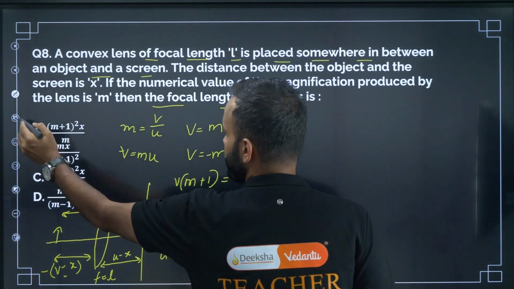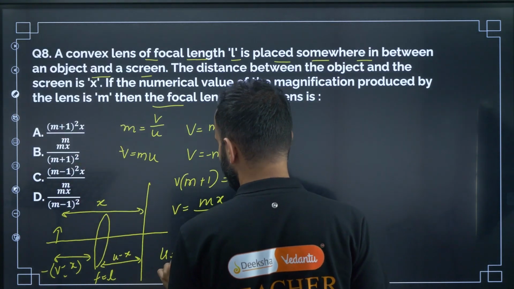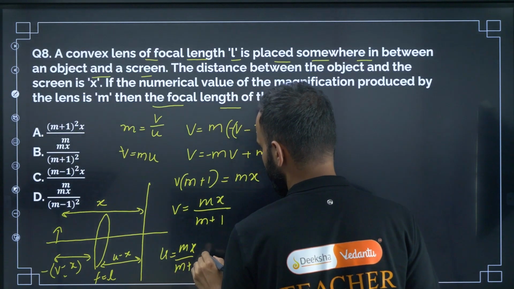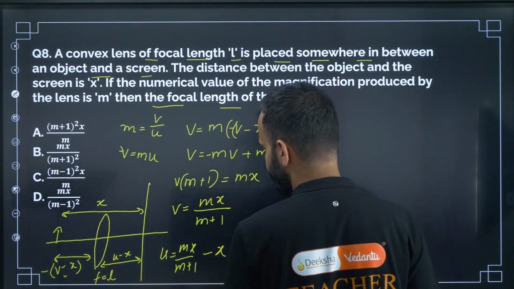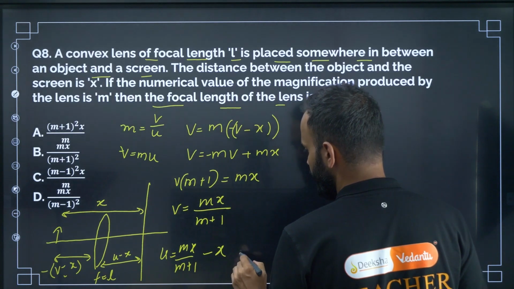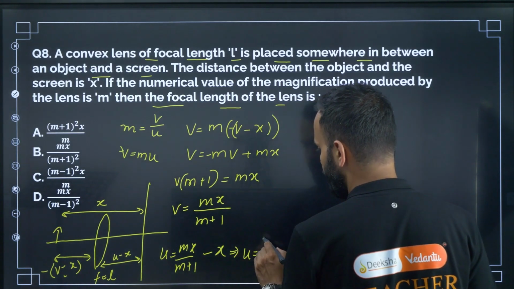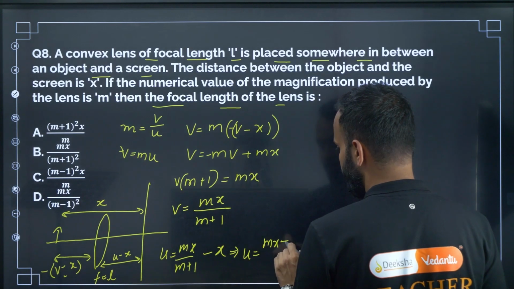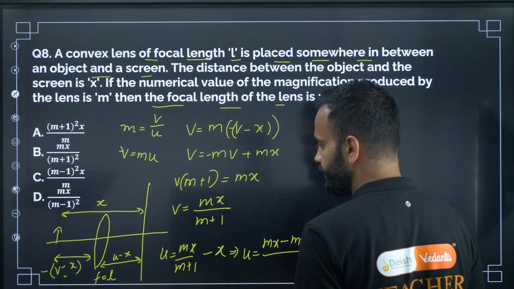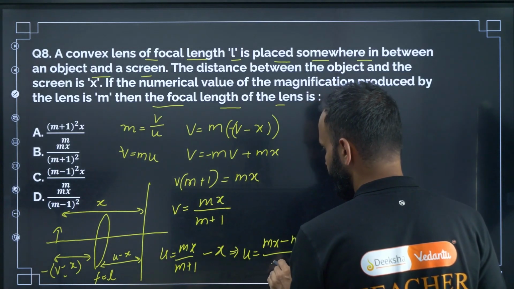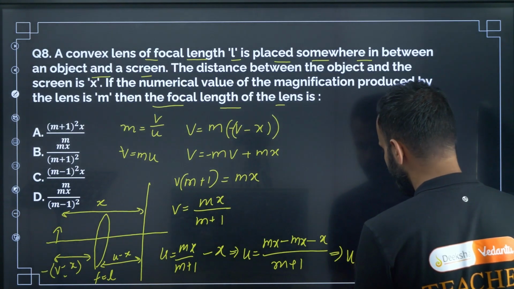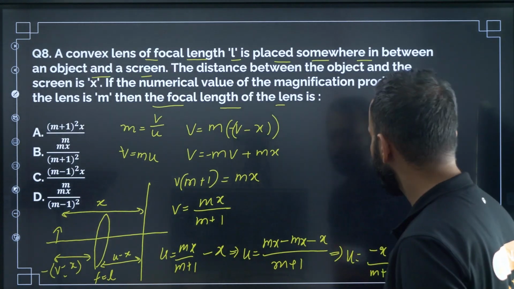So v is mx divided by m plus 1, m into x divided by m plus 1, here minus x, right? So solve this. Here u equal to mx minus x divided by, here this will be m plus 1, right? So the value of u is equal to minus x divided by m plus 1, right?